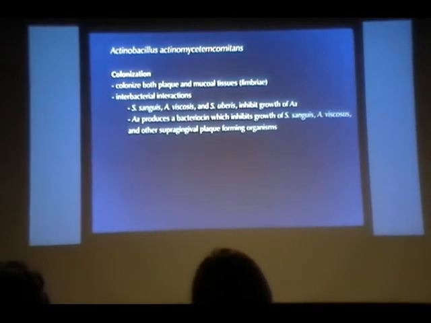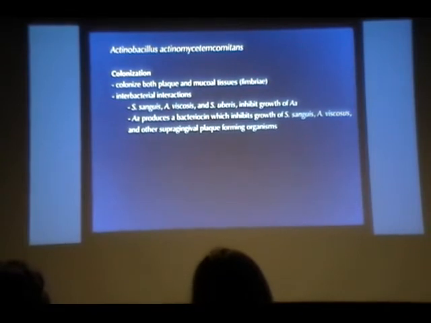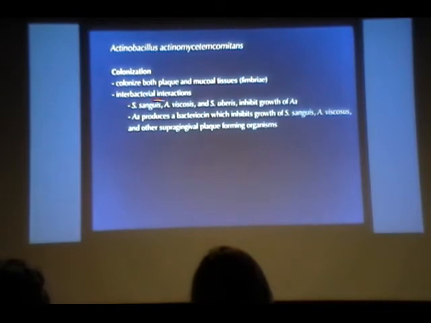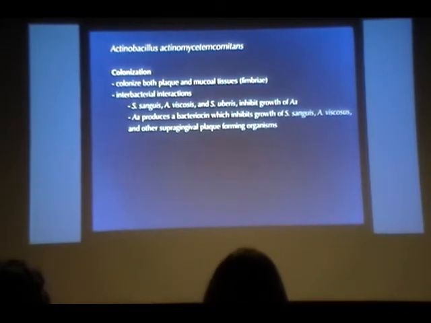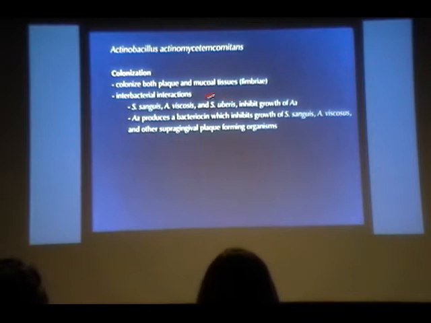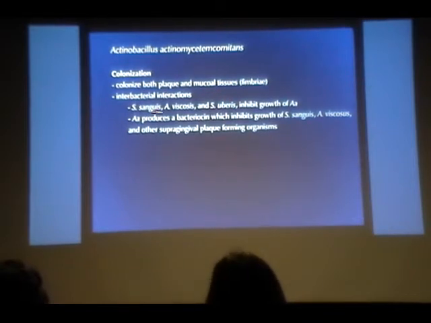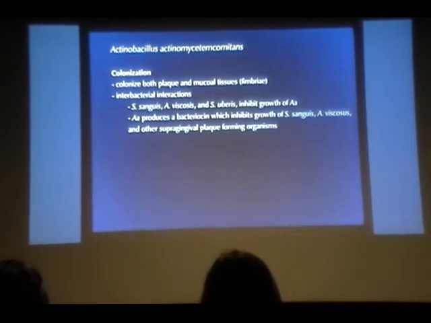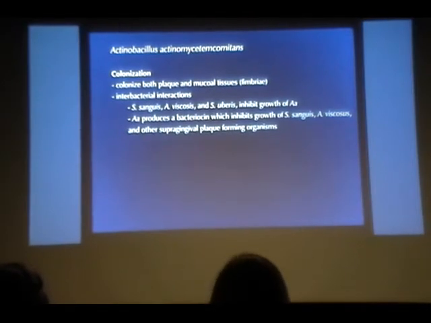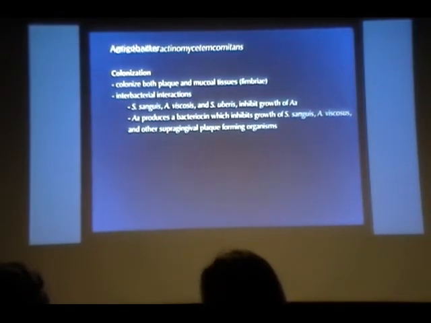Really interesting stuff. In regards to colonization, it colonizes both the plaque and mucosal tissues. It's got fimbriae that bind epithelial cells well, and interbacterial interaction. So Strep sanguinis, Actinomyces viscosus, Strep uberis, these are kinds of gram-positive bacteria that have been shown to inhibit the growth of AA. But AA produces a bacteriocin, which is its own antibiotic, that can inhibit the growth of these organisms. Okay, so again, there is the fight for survival in the oral cavity.